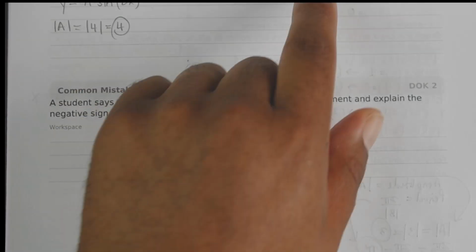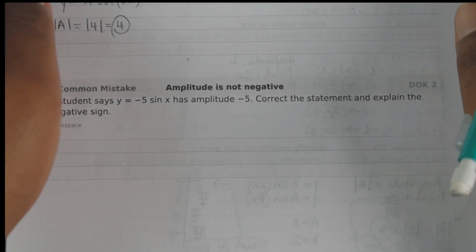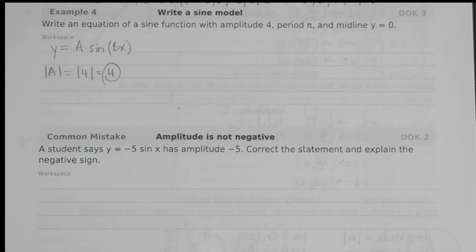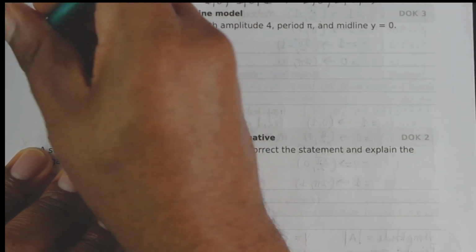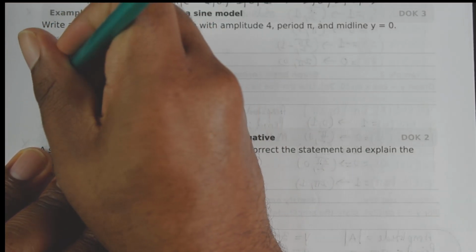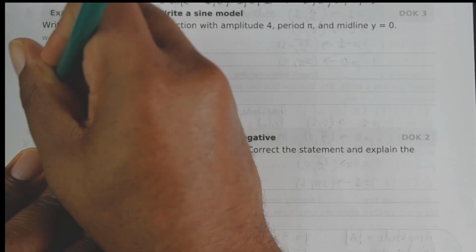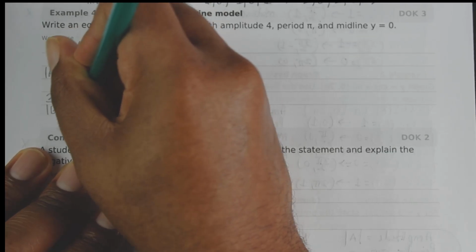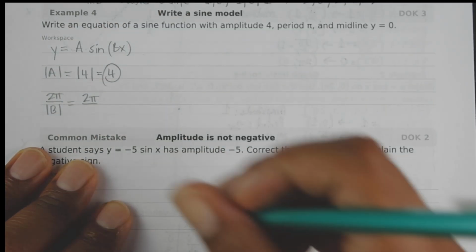And then the period is pi. Pardon me, the period is pi. So the period being pi, we're going to use the period formula, which is 2 pi over the absolute value of b. That's 2 pi over pi.